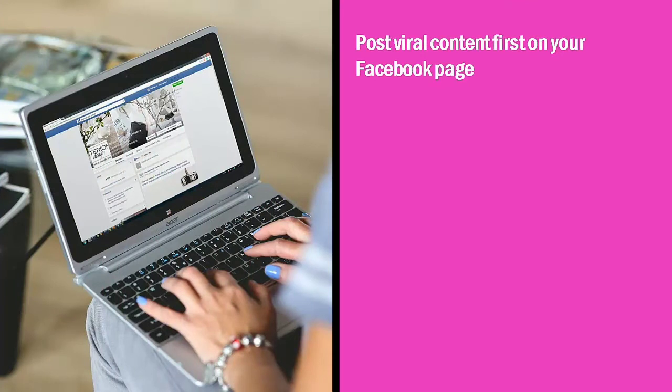Post viral content first on your Facebook page. The first thing that you need to do is to post the curated content on your Facebook page. This is the first place you're going to post your material. You then take the link of that created post and republish to other parts of Facebook as well as Twitter and other social media platforms using tools like Hootsuite.